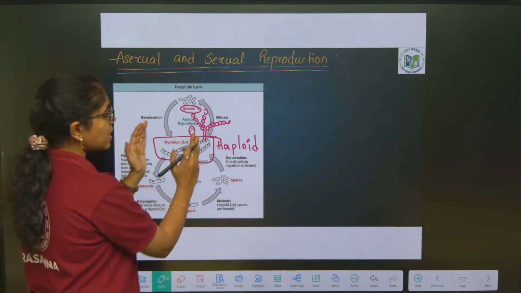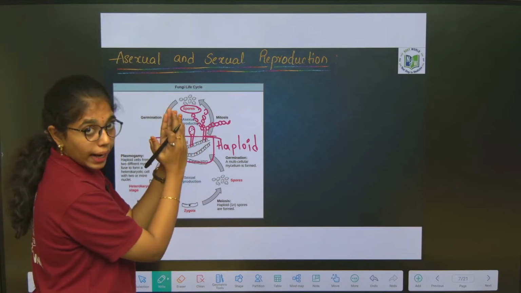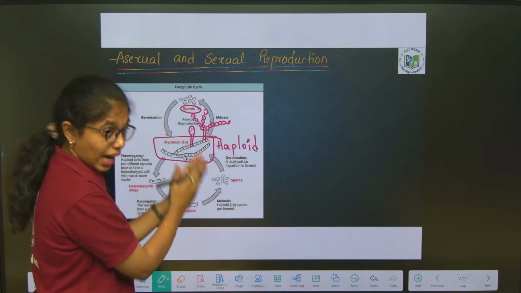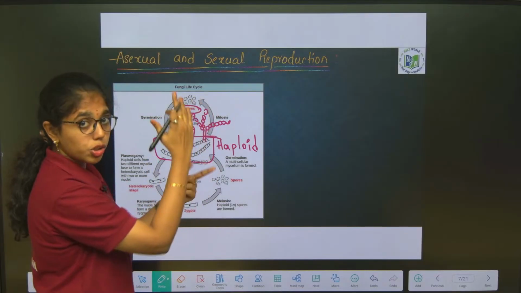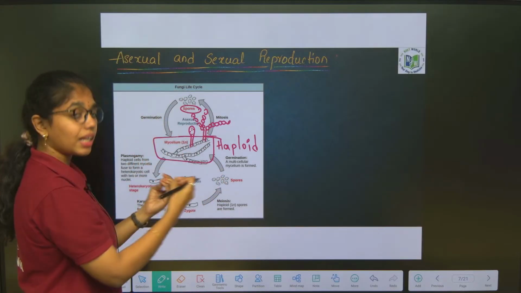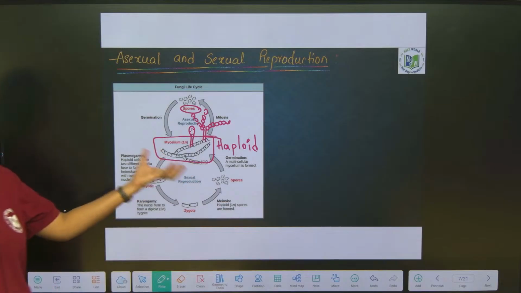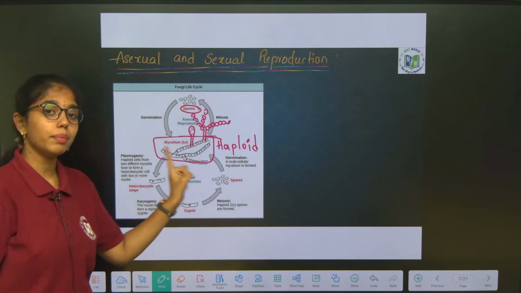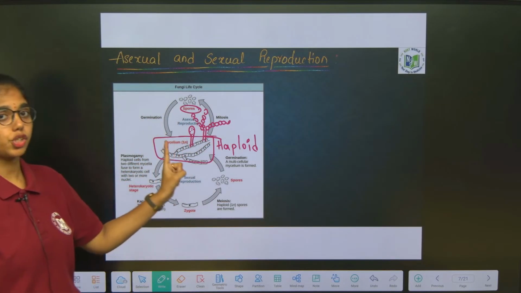Over this mycelium, sporangium and conidiophores will be formed, which are haploid. They will be releasing sporangiospores and conidia. On falling onto a suitable substrata, they will be germinating into the new mycelium. So, only mitosis will be involved in asexual reproduction.